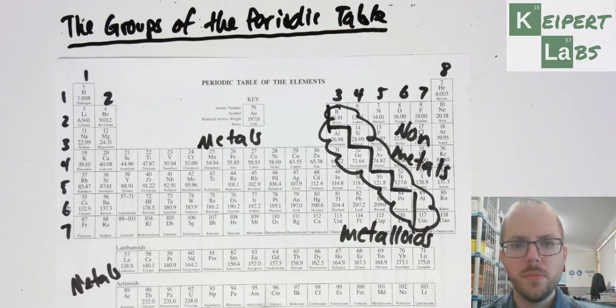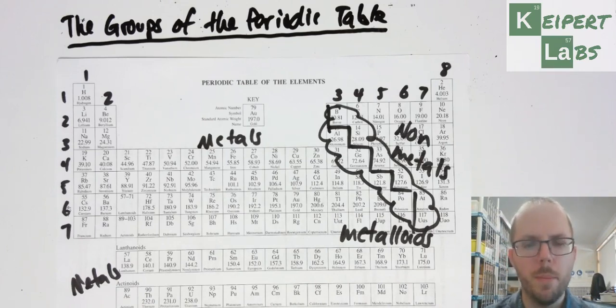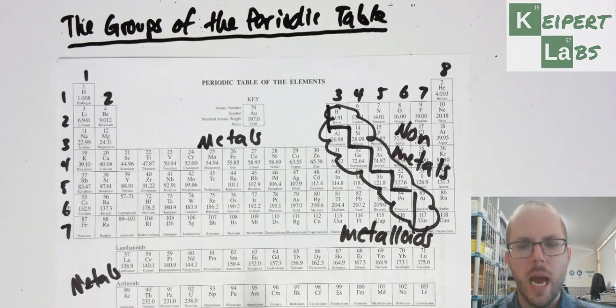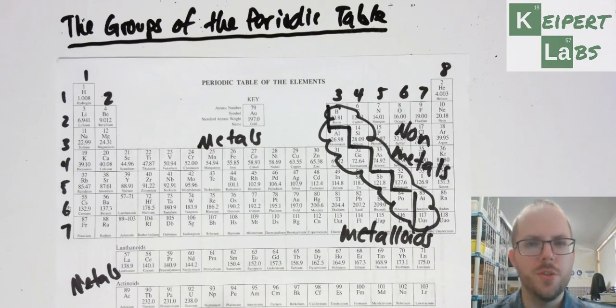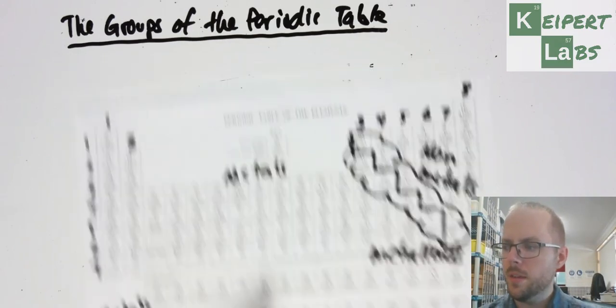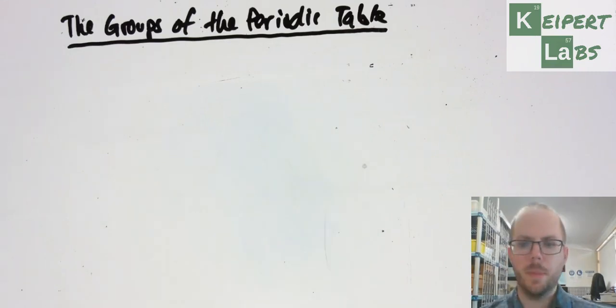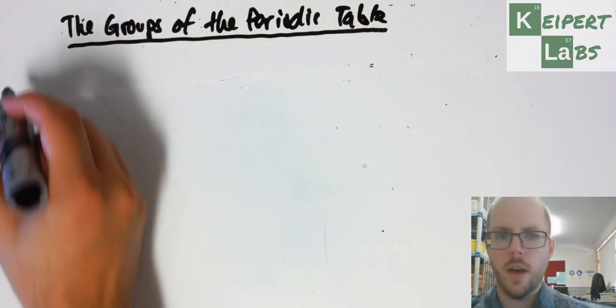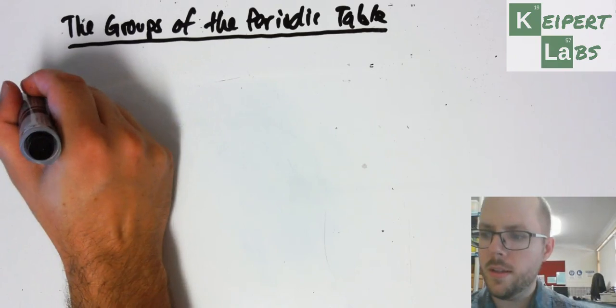Now I'm going to move the periodic table out of the way and use the whiteboard underneath, and we're going to talk you through groups 1 and 2, and then particularly groups 7 and 8, because they're really quite distinctive. They behave very similarly to each other. So let's use our space, and let's start with group 1.